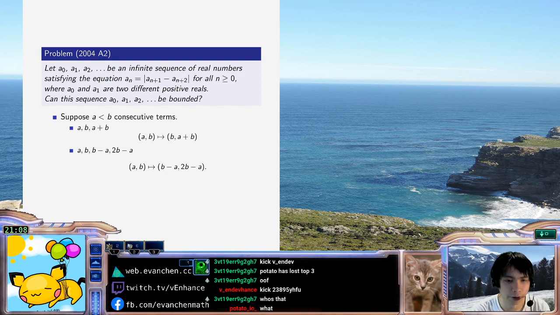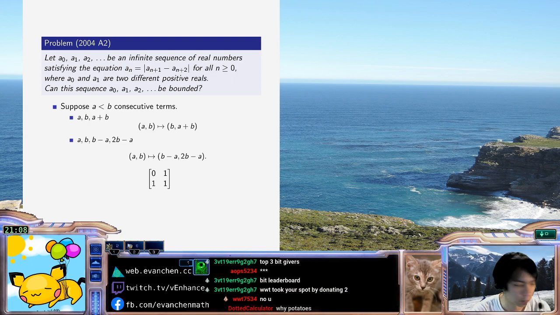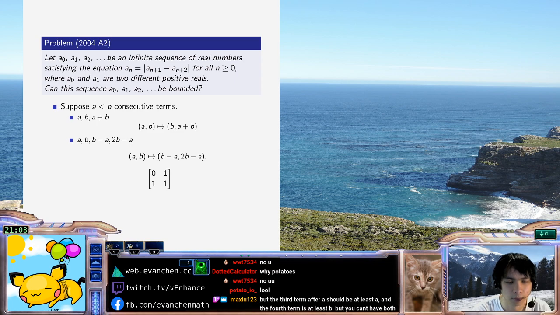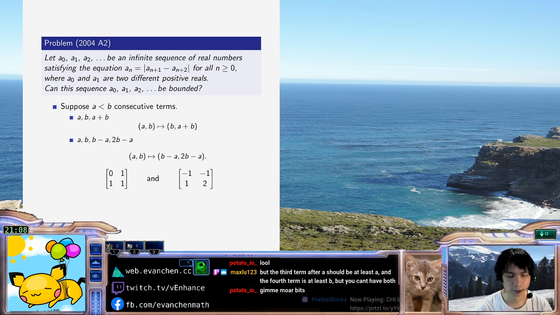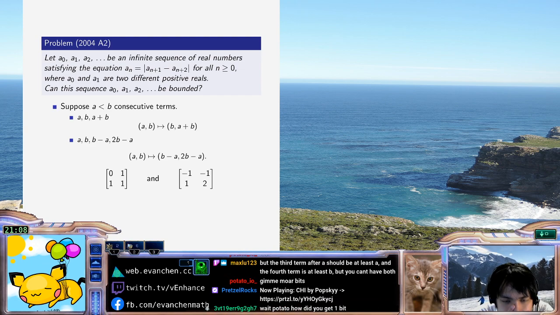If I write the column matrix A, B, the first matrix is what? 0... Let's get this right. 1, 1, 1. And the other matrix is something else. It's... Okay, let's get this right. Minus 1, and then this is minus 1, 1, 2. Is that right? Something's wrong, because this doesn't have positive determinant. So maybe this one doesn't have positive determinant.